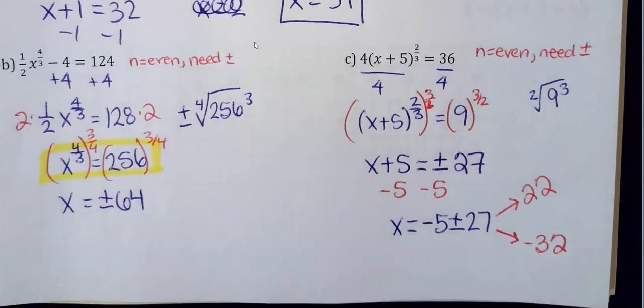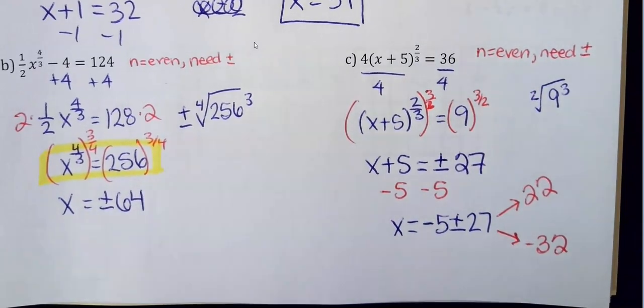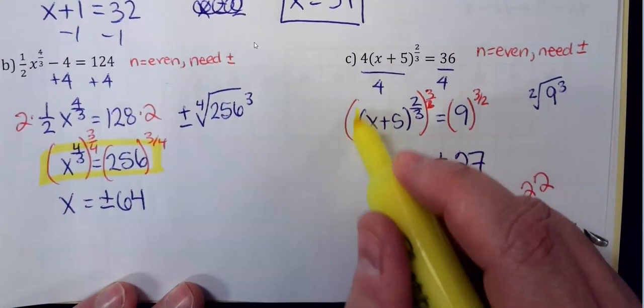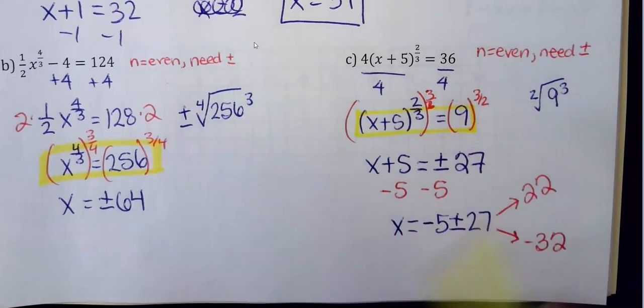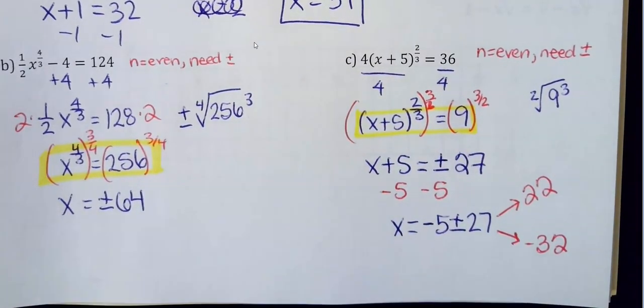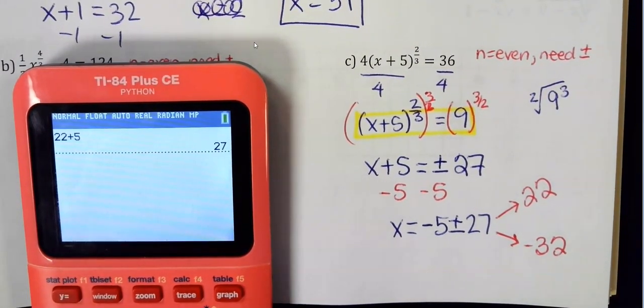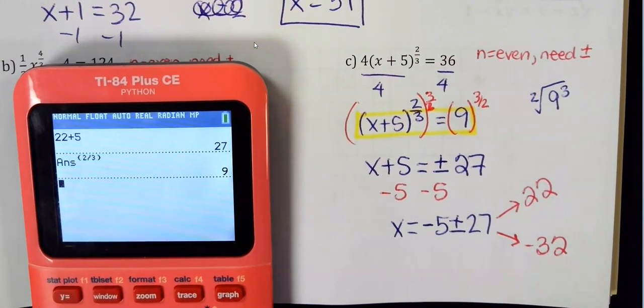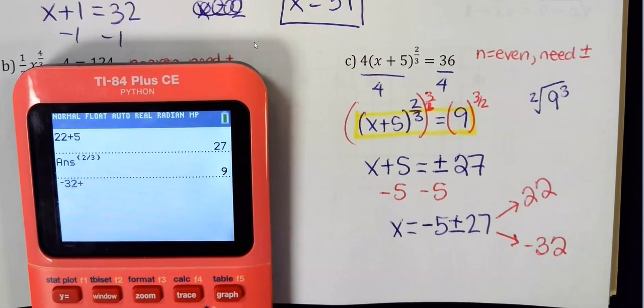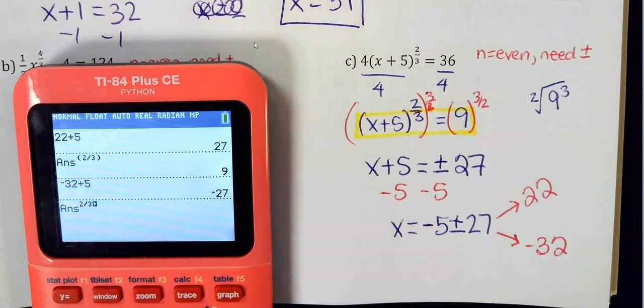And if you want to check, I would come back right here, right before we took both sides to the 3/2 power. So if I just do my x value, one of them's 22, if I do 22 plus 5, that's 27. Take that to the 2/3 power. I'm just checking to make sure that's 9. And if I do negative 32 plus 5, that gives me negative 27. But when I take that to that 2/3 power, that's also going to give me 9. So there's 2 answers there, the 22 and the negative 32. Is anybody having a question?